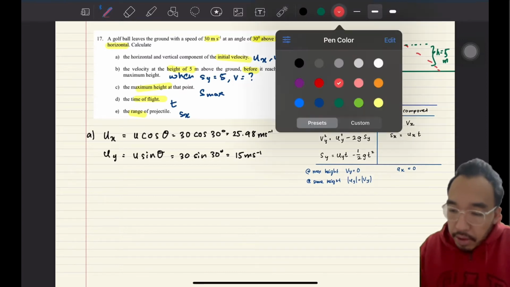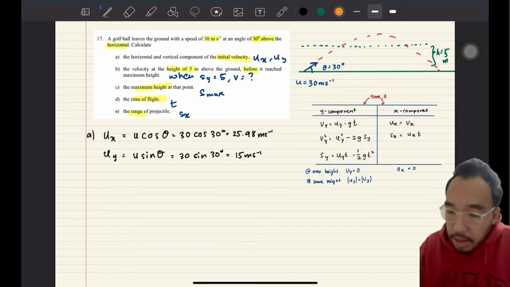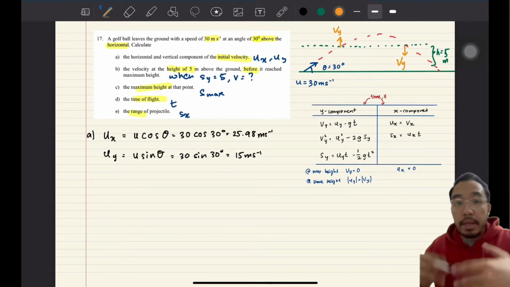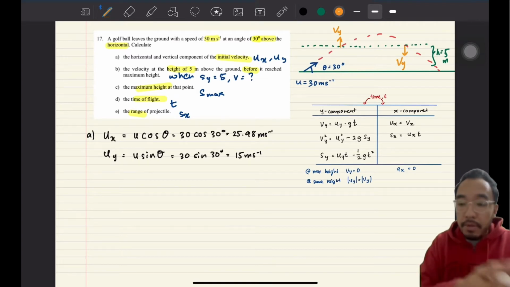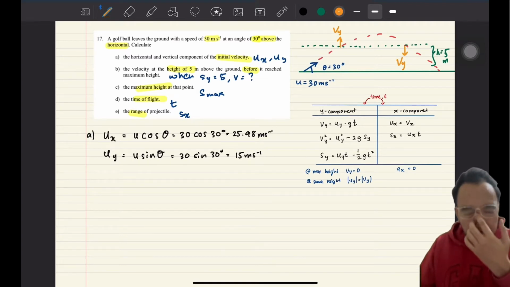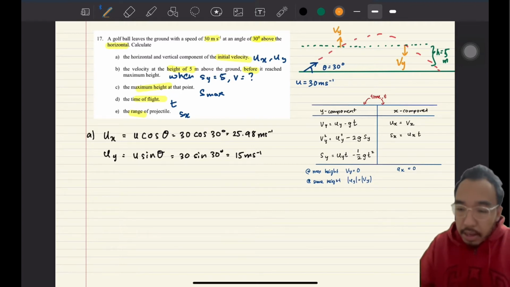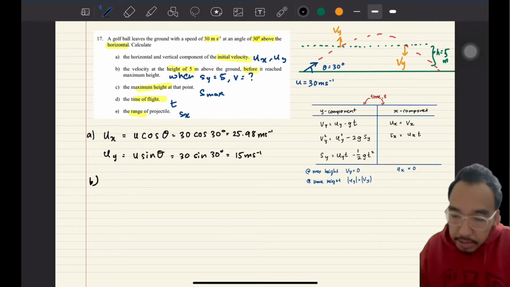So maybe I can draw it over here just so that you can see clearly. This is your vy before it reached the maximum height. This is your vy after it reached the maximum height. Let's say you calculate and you get positive and negative. So you know that positive means before and negative means afterwards. So in this case, I want to find the one beforehand. Okay, question B.